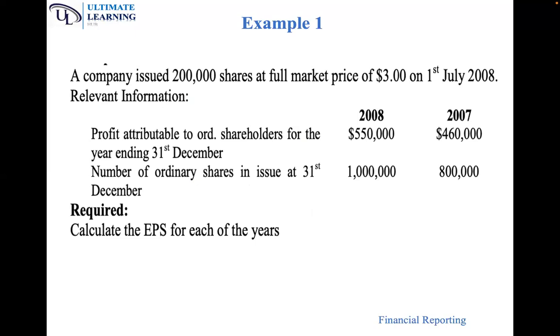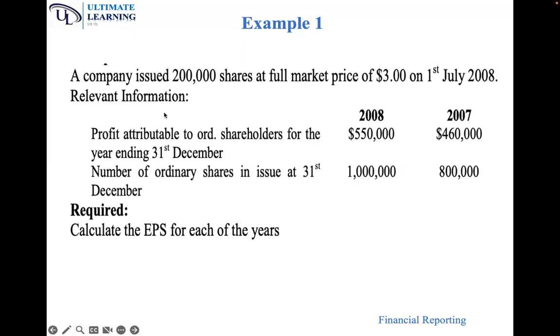So we have a question with us. A company issued 200,000 shares at full market price of $3 on 1st July. So 1st July is the middle of the year. So there are 6 months before the new issue of shares, and there are 6 months after the issue of the shares. So note that it was issued in 2008.